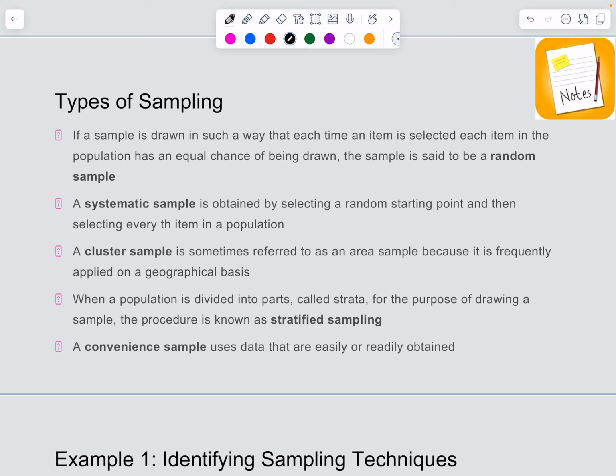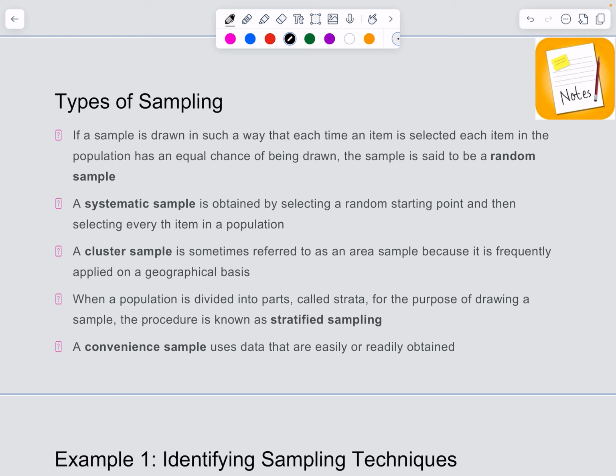Then there's a cluster sample. This is also known as an area sample. It's usually applied to geography. So maybe you're gathering a sample of everybody that lives in a certain zip code. So that would be a cluster sample.